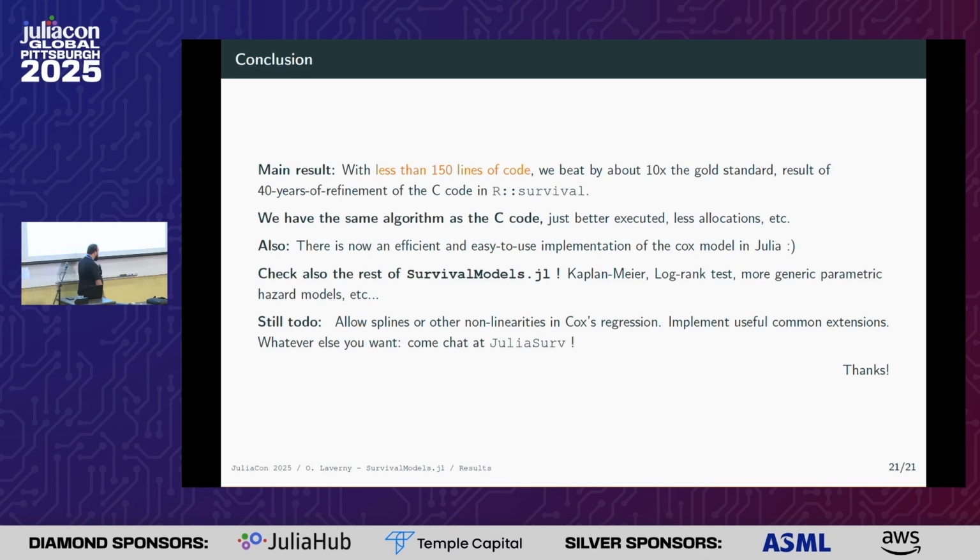But in the package, SurvivalModels.jl, there is also a lot of other stuff. There are non-parametric models such as Kaplan-Meier, the log-rank test, etc. And there are also parametric versions of the general hazard model, which are other models that you can use. But of course, the field is wide, and there is a lot of other stuff that should be implemented around those models. In particular, the possibility to add non-linearity in the regression through splines or something like that would be very useful to the practitioners that we managed to discuss with.